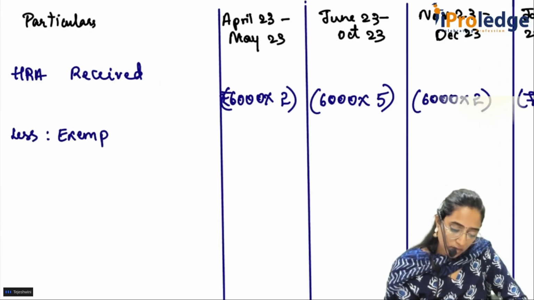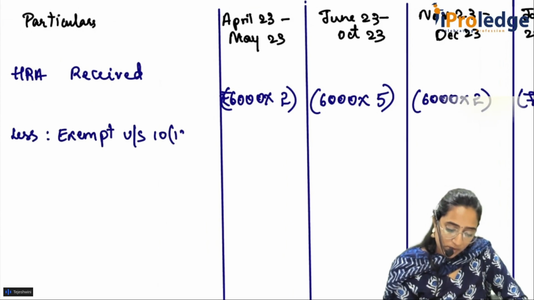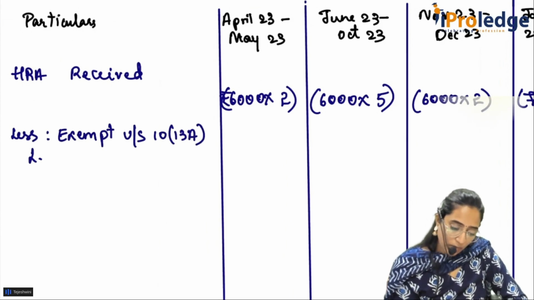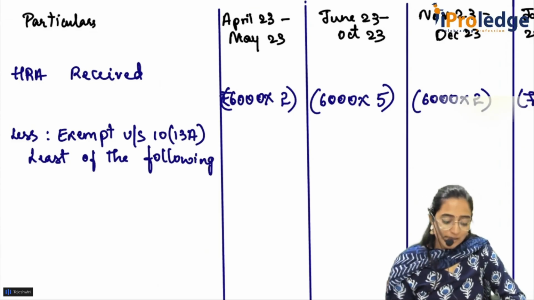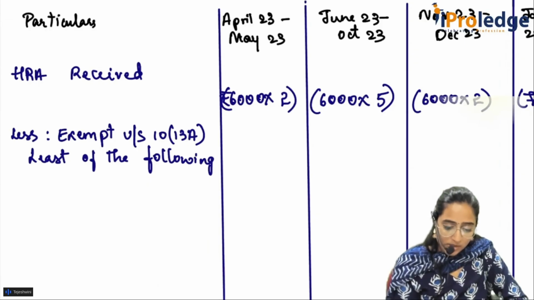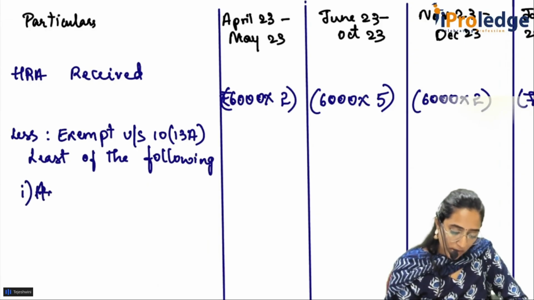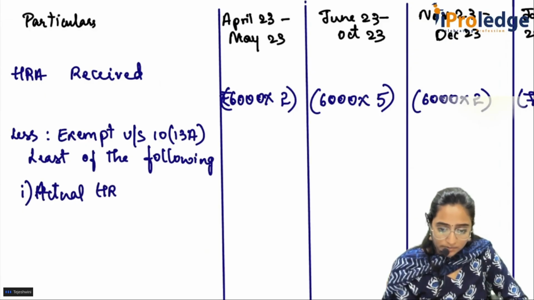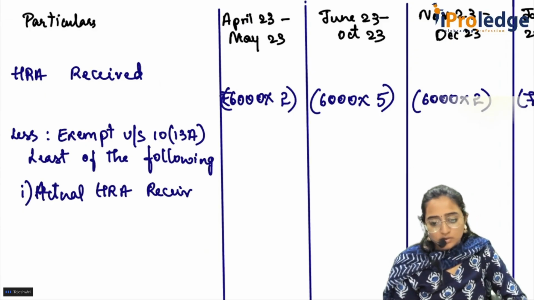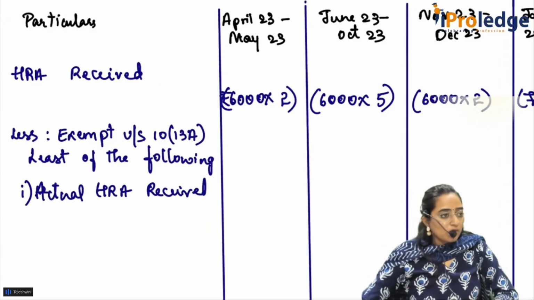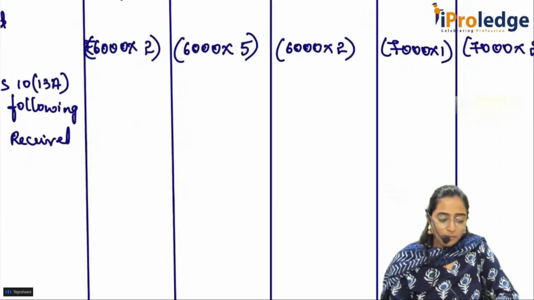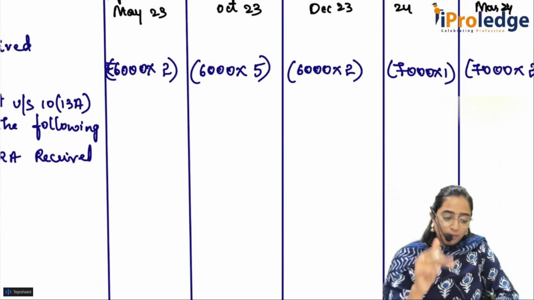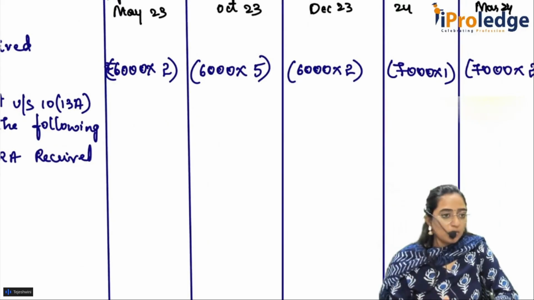So now, after considering the actual HRA receipt, less: exempted under section, what is the section, people? Section 10(13A). Least of the following is exempted. Now tell me, which is the first criterion, people? Actual HRA receipt. Whatever you have recorded in that first line, the same thing you are going to record here. It is going to be a copy paste of the same point: 6,000 multiplied by 2, 6,000 multiplied by 5.